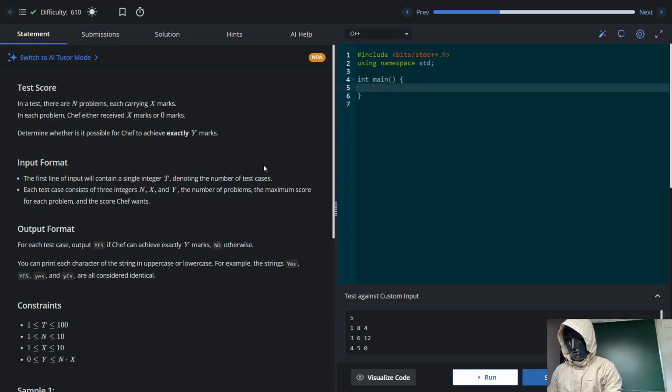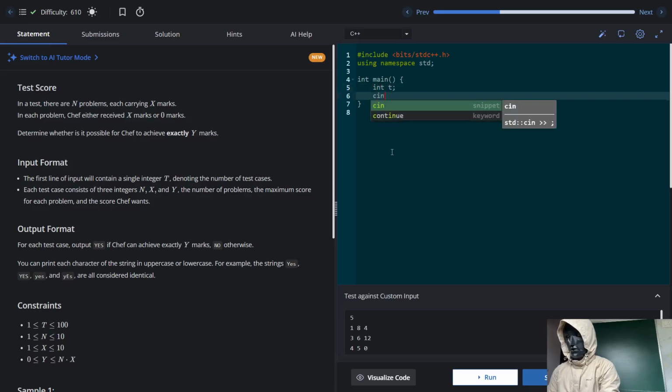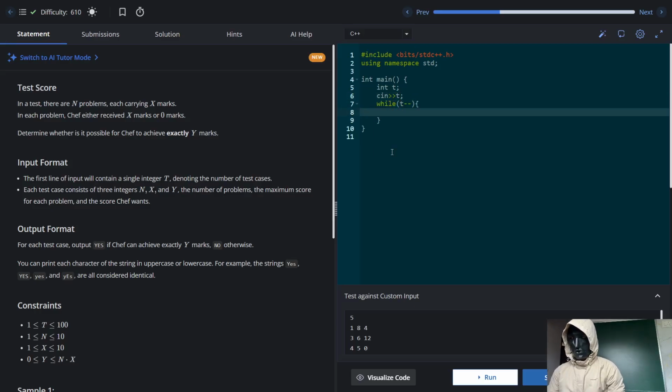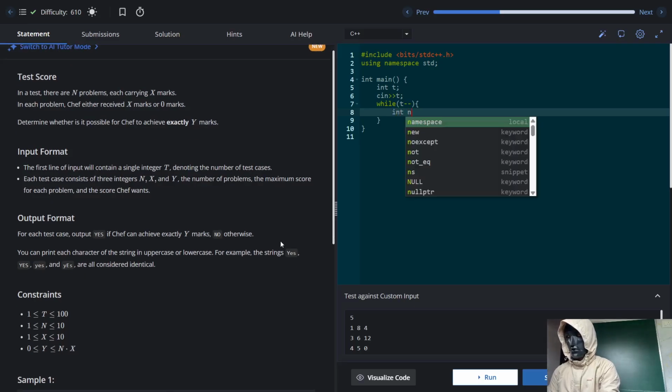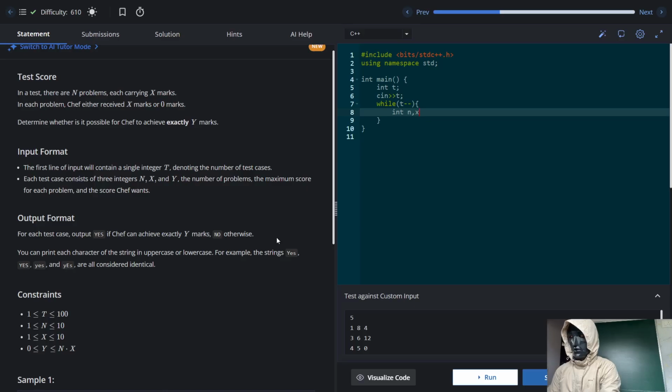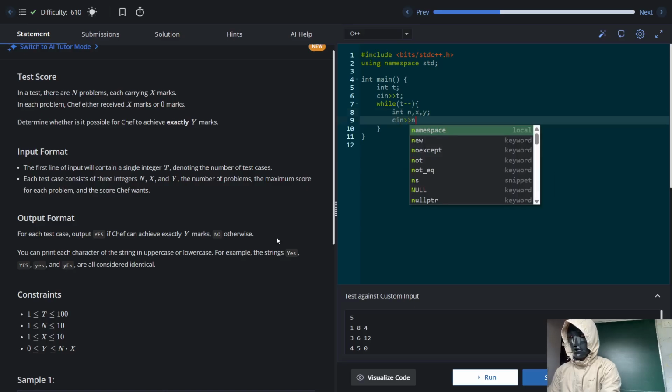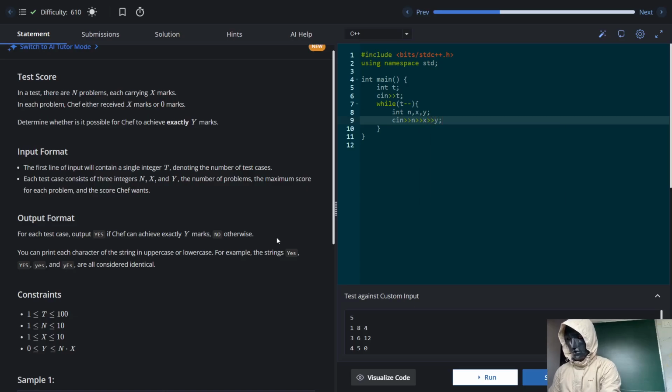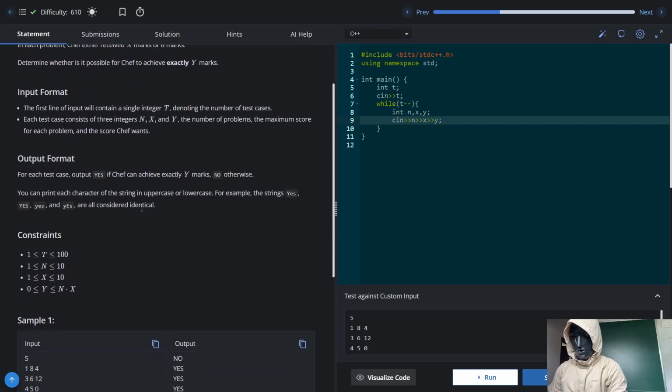First line of input will contain a single integer t denoting the number of test cases. So let's take while t minus minus. This will take care of all the test cases, and each test case consists of three integers n, x and y. So let's take three integers n, x and y. cin n, x, y. And n is basically the number of problems, x is basically the maximum score for each problem, and y is basically the score chef wants to achieve.